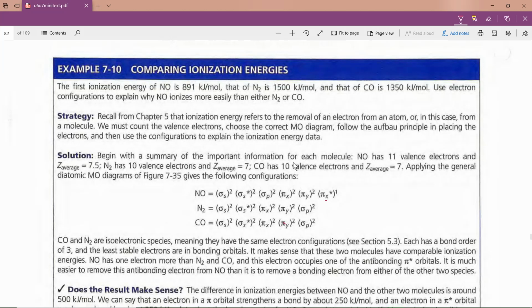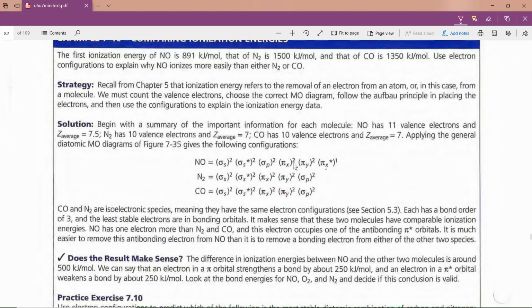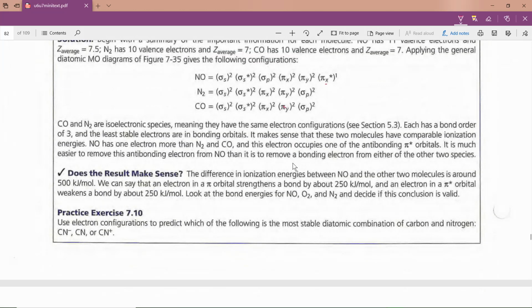There are some other reasons for that. Are we going to explain those? Let's see. Comparable ionization energies. No, we aren't going to go into that much detail. But it's much easier to remove the antibonding electron from NO than it is to remove a bonding electron from either of the other species. Okay, so that's an interesting idea, isn't it? We've mostly been talking about ionization energies of atoms, but you can do the same for molecules, and it's easier to kick out a valence electron in an antibonding orbital than valence electrons in bonding orbitals.